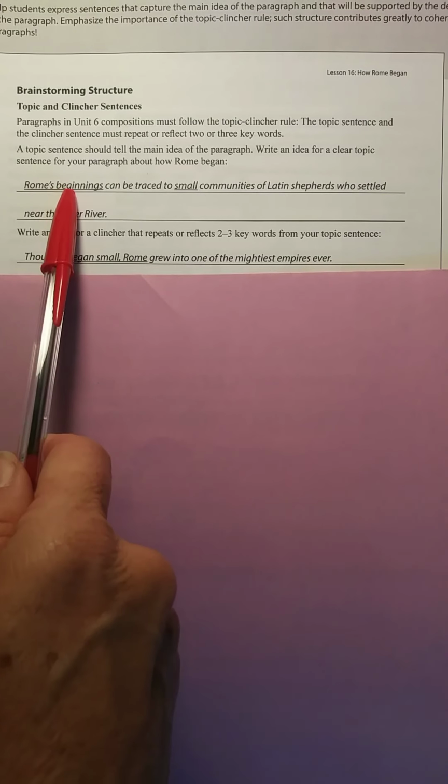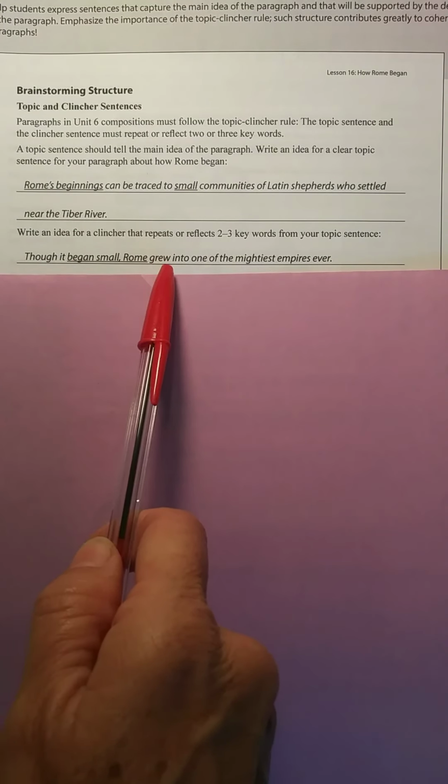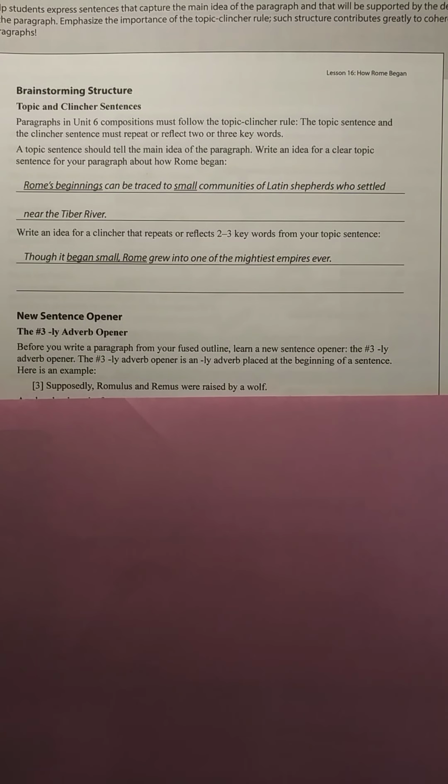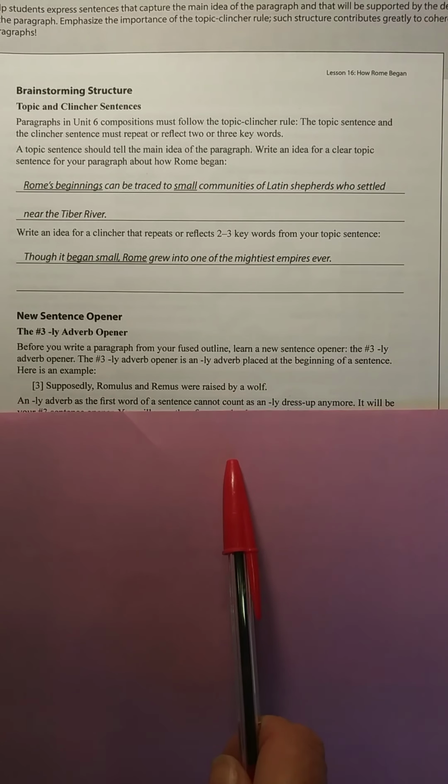Okay, and now an idea that repeats or reflects 2 to 3 key words from this topic sentence might be, though it began small, Rome grew into one of the mightiest empires ever. So notice that we have began and beginnings, small, and Rome, repeated and reflected. Okay, so those are some ideas for topic clincher sentences. Okay, and we talked about the ly adverb opener. Supposedly Romulus and Remus were raised by a wolf.